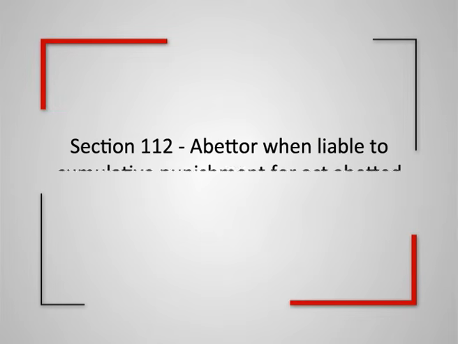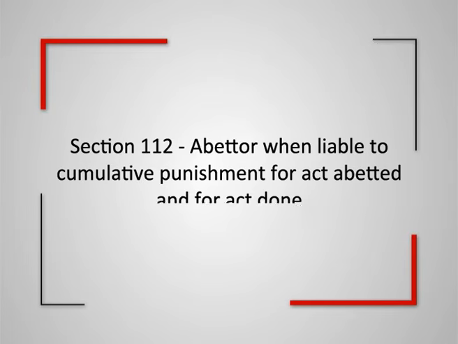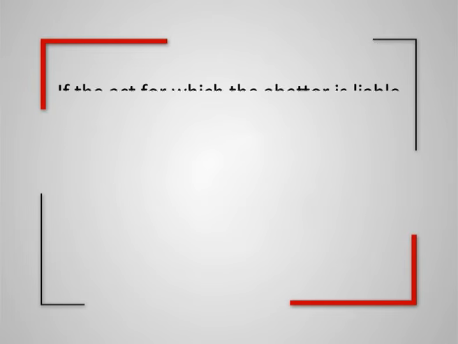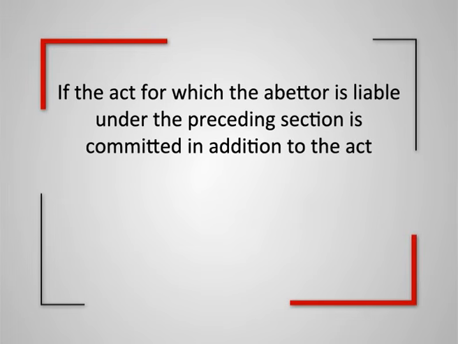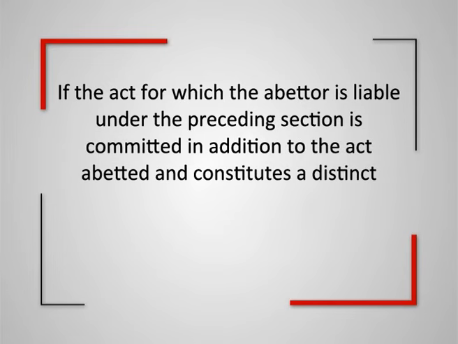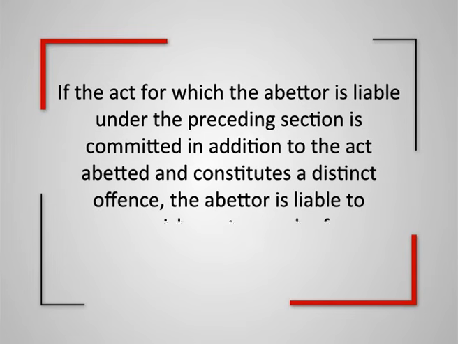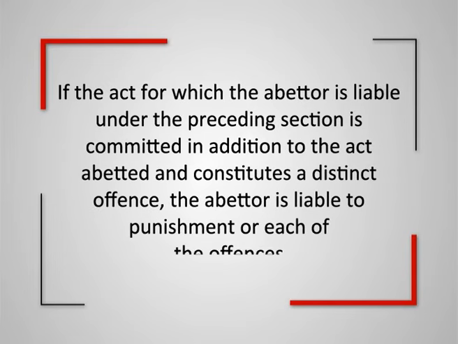Section 112. Abettor when liable to cumulative punishment for act abetted and for act done. If the act for which the abettor is liable under the preceding section is committed in addition to the act abetted and constitutes a distinct offence, the abettor is liable to punishment for each of the offences.